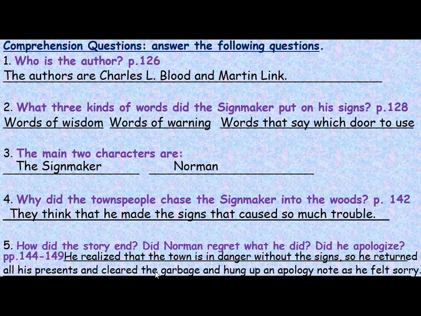So when you feel sorry, it means that you have regretted what you have done, and what you have done was super wrong that made you feel sorry. So, yes, Norman felt sorry. Norman felt bad and regretted what he did. And yes, he apologized and hung up an apology note as a sign. That was his final sign because he wanted to apologize to the townspeople and the sign maker. So, yes, he felt bad. He fixed his mistakes. Alright, I hope everything is understood and clear so far.